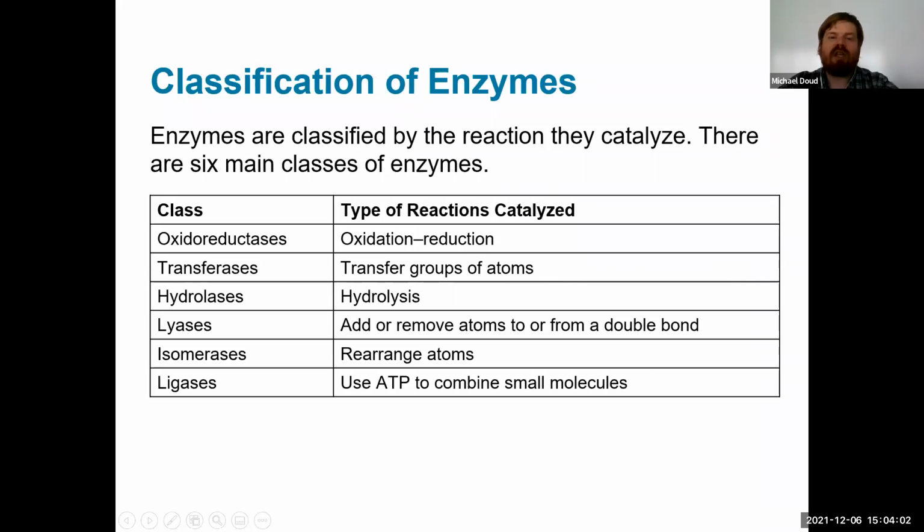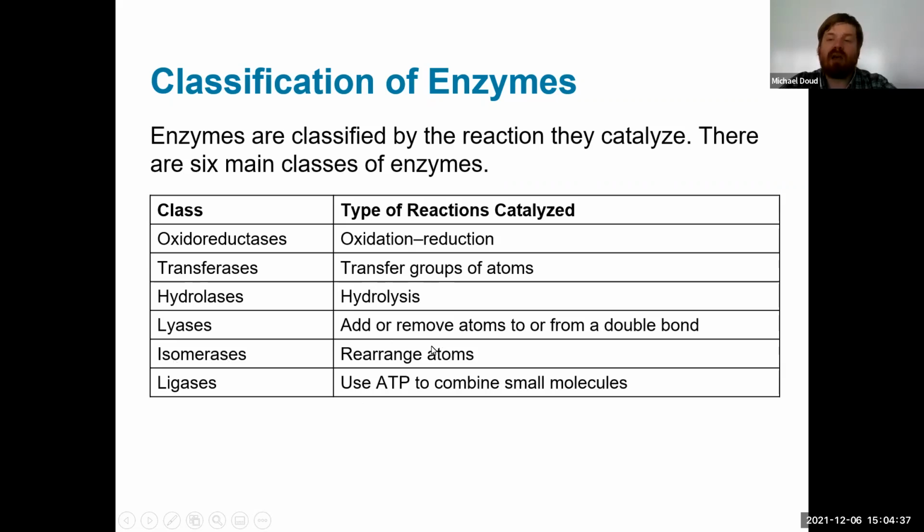Okay, so here's our classification of enzymes. We start with oxidoreductases, which of course catalyze oxidation-reduction reactions. We have transferases, which transfer groups of atoms from one location to another. We have hydrolases that catalyze hydrolysis reactions. There are lyases. These in particular add or remove atoms to or from a double bond. I know that sounds confusing, but remember, you're either going to add an atom to a double bond or remove an atom from a double bond.